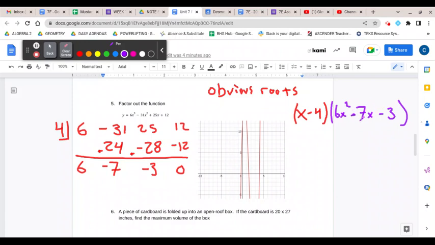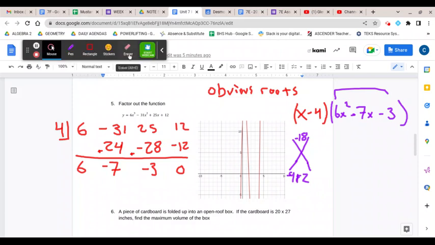Okay, so now we've got to factor this purple thing out. First things first, we're going to multiply 6 and negative 3, which gives us negative 18. And we need two numbers that multiply to negative 18 and add to negative 7, which in this case would be negative 9 and 2. We're going to use the negative 9 and 2.